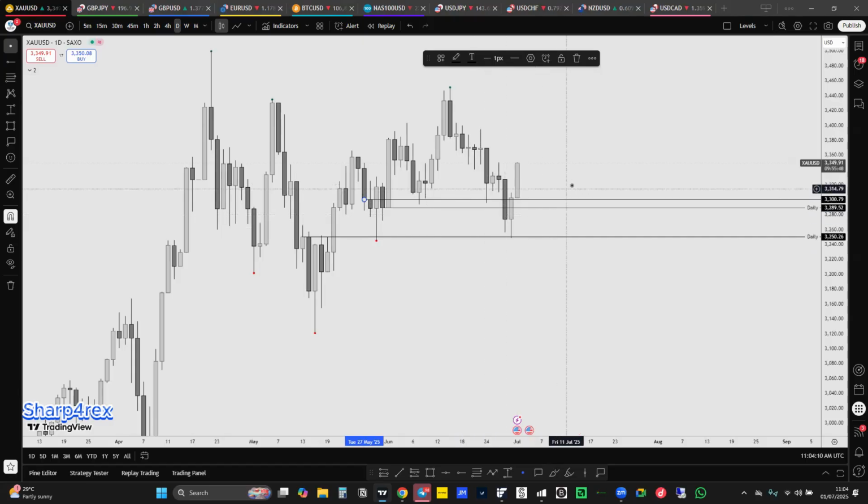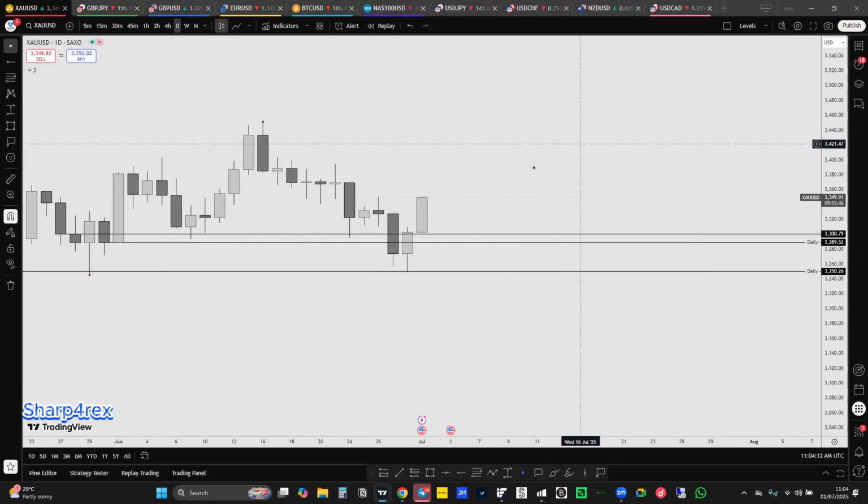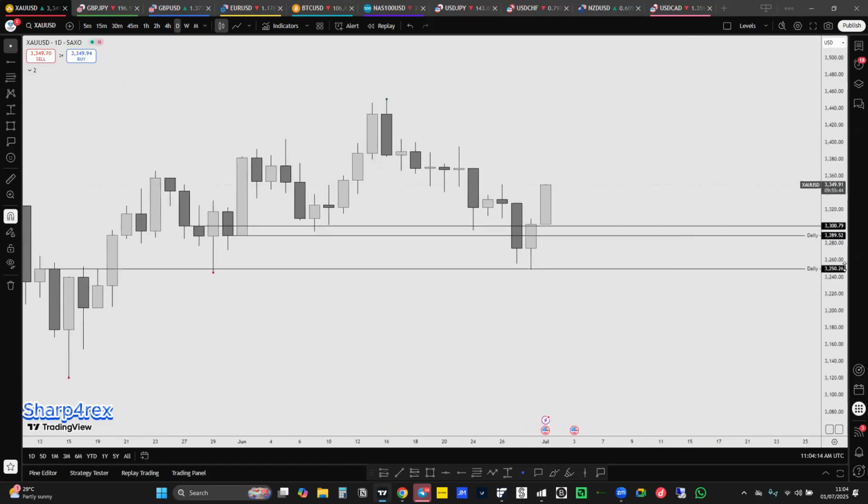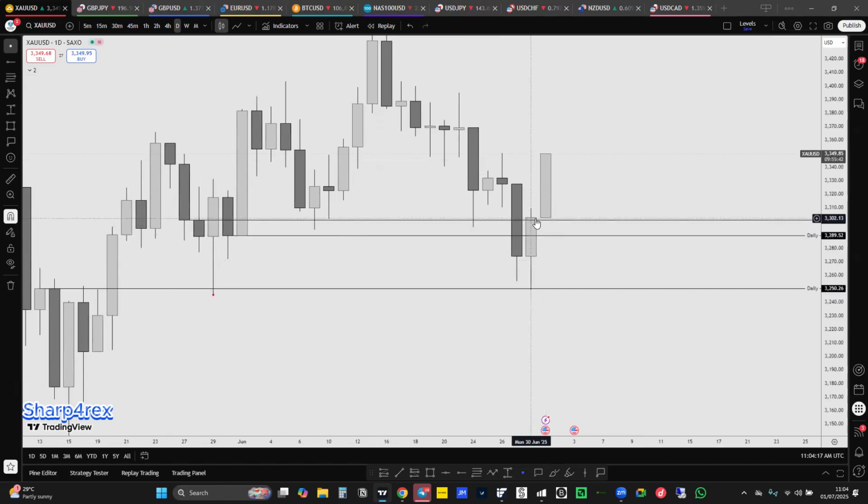Look at it. It has broken it with something small on top of it. So what is it telling me? It has rejected this daily level and then this one again.